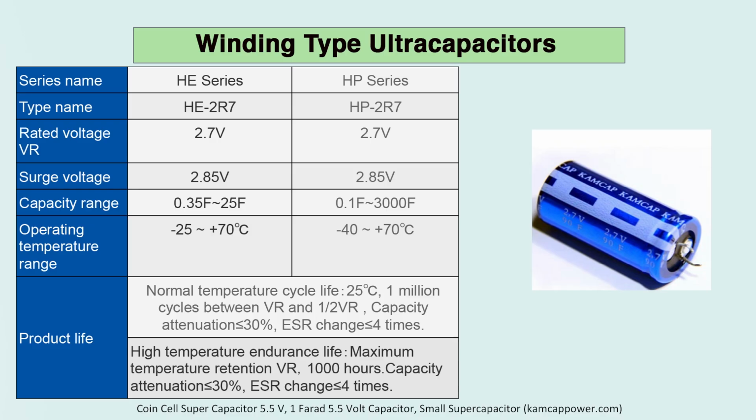It can sustain the surge voltage of 2.85 volt. The first series is known as HE2R7, which comes in the capacity of 0.35 farad to 25 farad, whereas the HP2R7 series comes with the capacity of 0.1 farad to 3000 farad. So it can be typically used for the EV application, and its life cycle is about 1000 cycles.